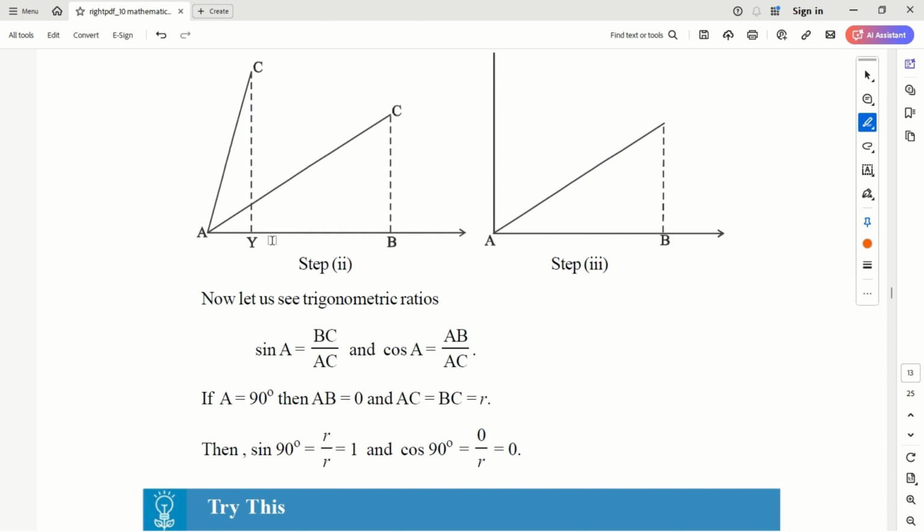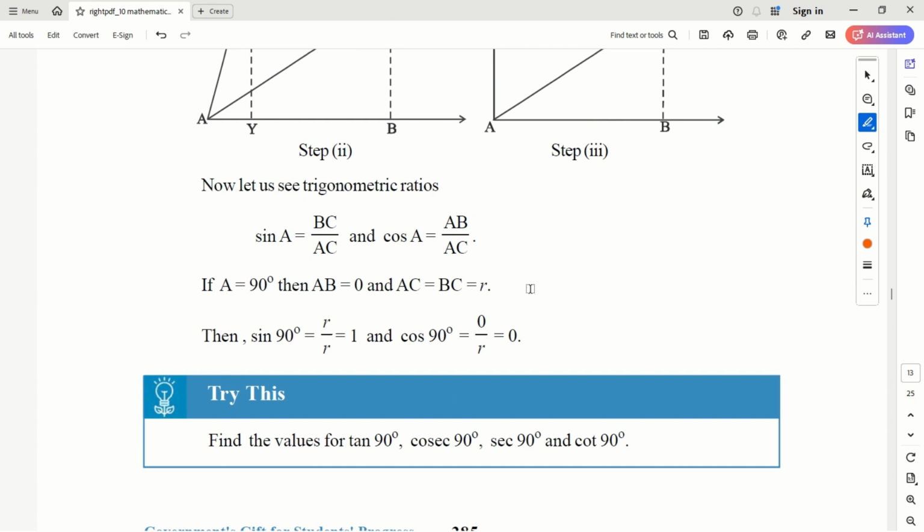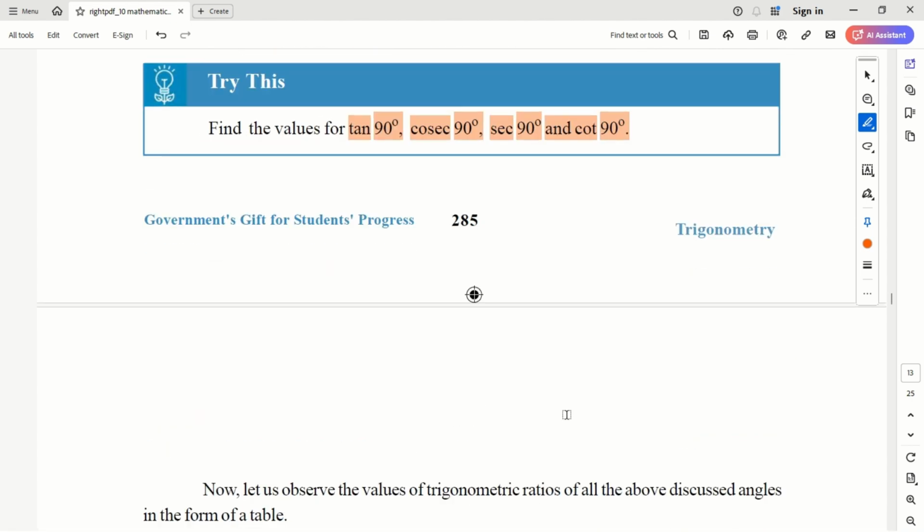And cos 90 is adjacent by hypotenuse. Adjacent will become 0 if it is 90 degrees. So 0 by whatever number, it doesn't matter, 0 by something is 0. Now we know tan is nothing but sine by cos. So it will be 1 by 0. It is not defined. And similarly, you can find the other ratios. So this is how we find.